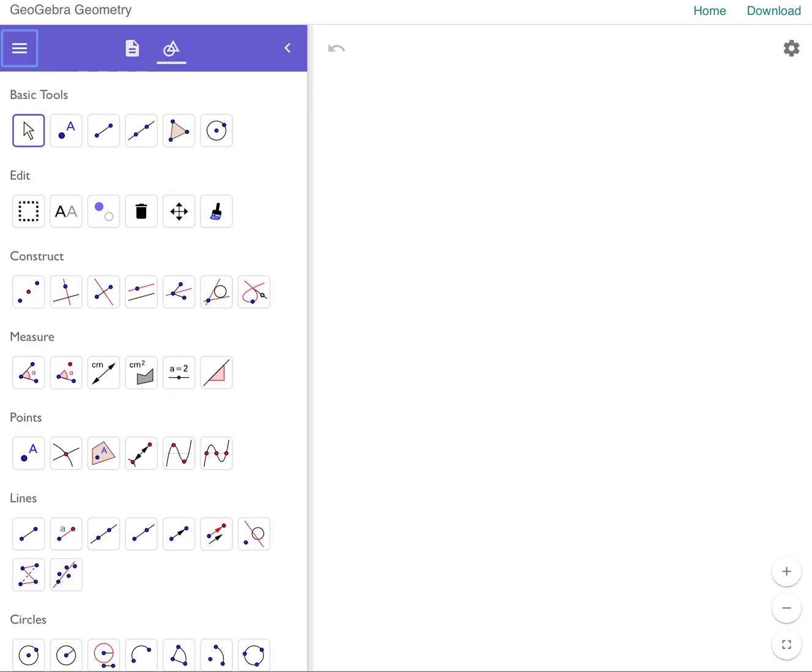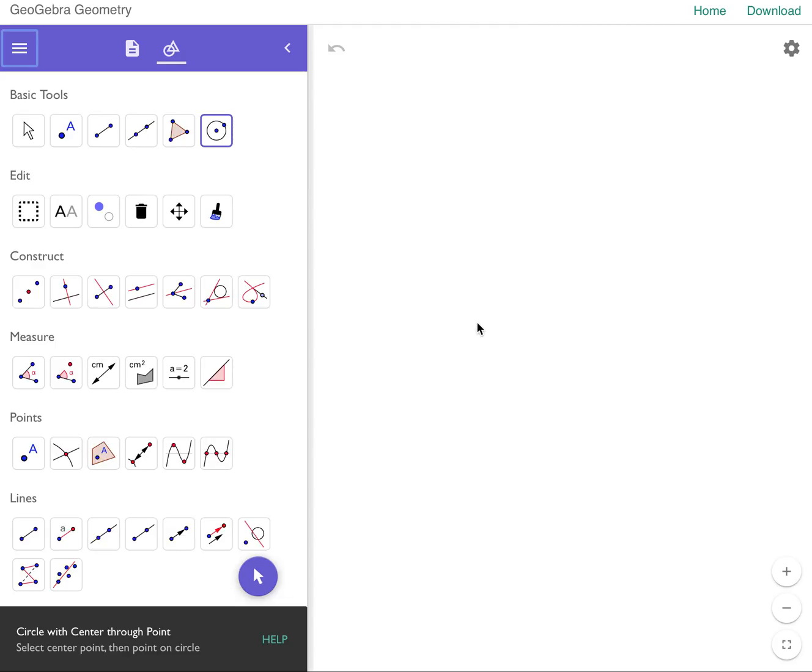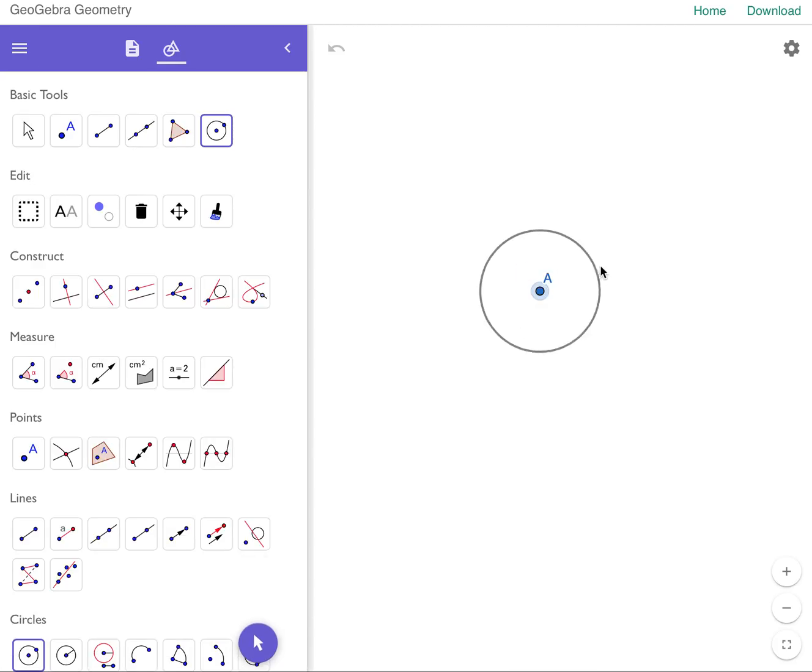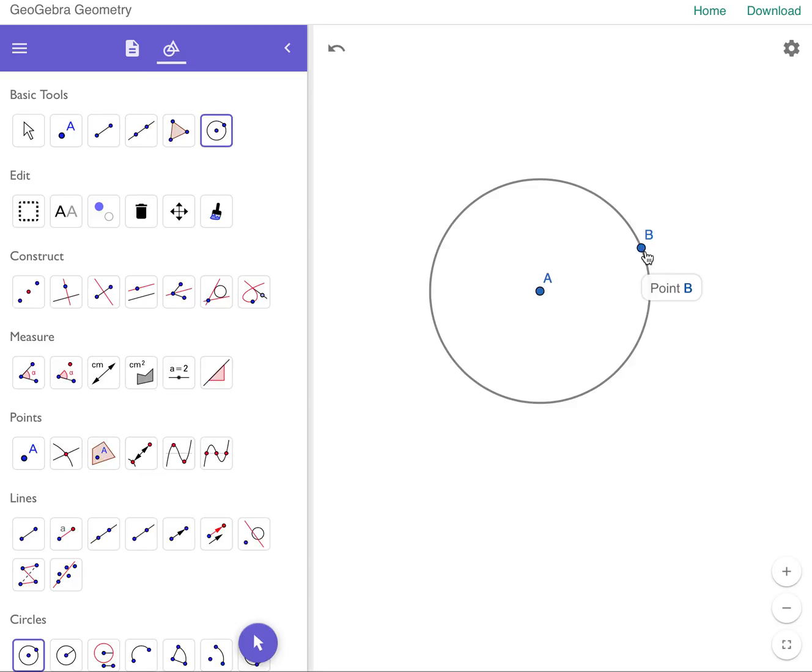Next, we are going to create a hexagon, and it's going to be a regular hexagon. This is going to be created with a lot of circles. Let's start here. Okay, I've got circle A that goes through B, and now I'm going to create a new circle with center B that goes through A.